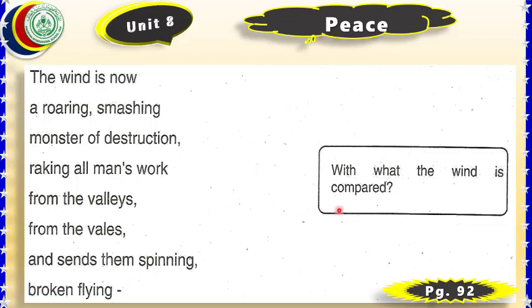With what the wind is compared? Wind is compared here with monster of destruction. In fact, this will be the answer. The situation, I think you have understood. When the wind is hard, it is roaring, smashing, destroying, breaking from the valleys. It sends things up, it flies the things. This is the scene discussed in this part of the poem.